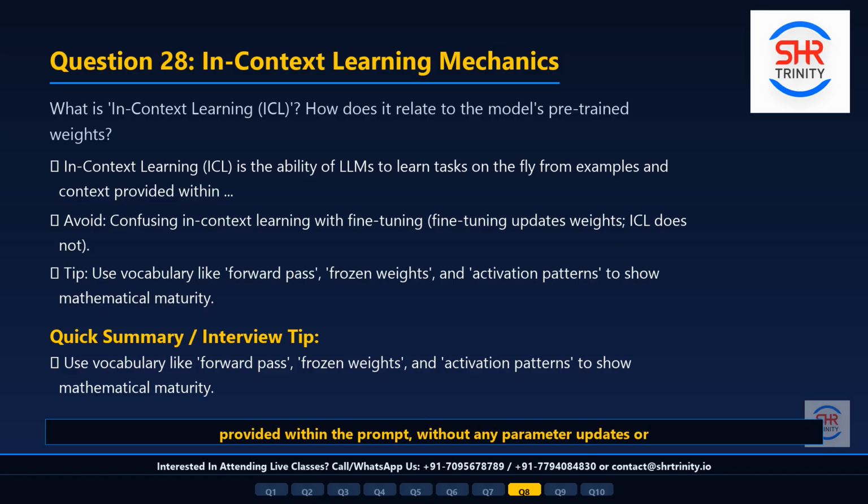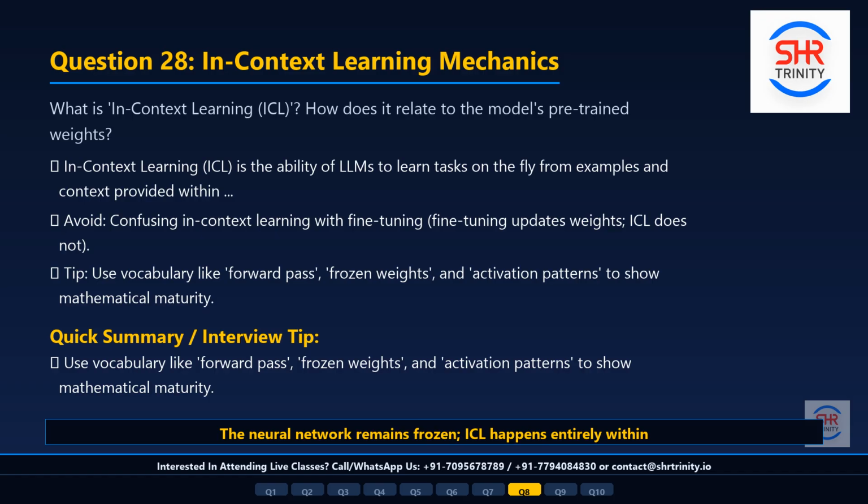During training, the transformer architecture learns generalized patterns of text completion. When we provide examples in the prompt, the model uses its attention weights to identify the pattern and extrapolate it for the new input. The neural network remains frozen. ICL happens entirely within the forward pass, through activation dynamics.